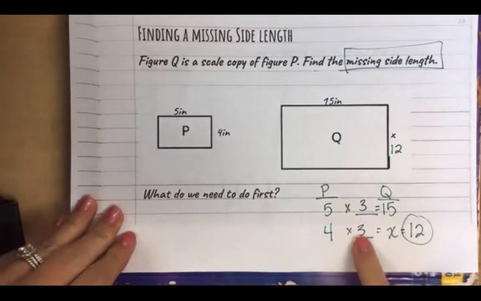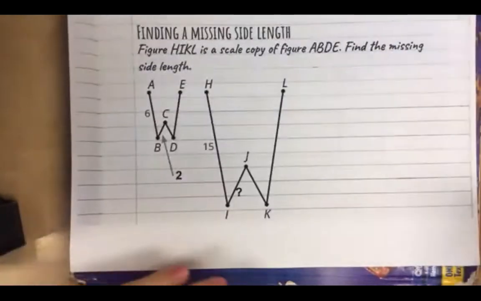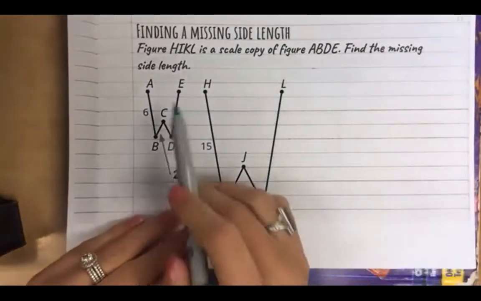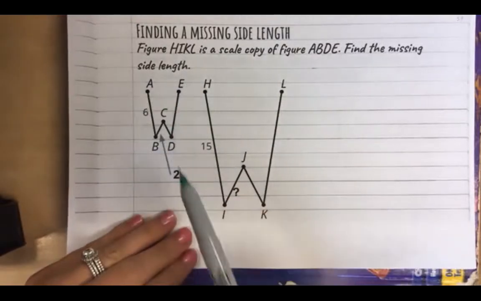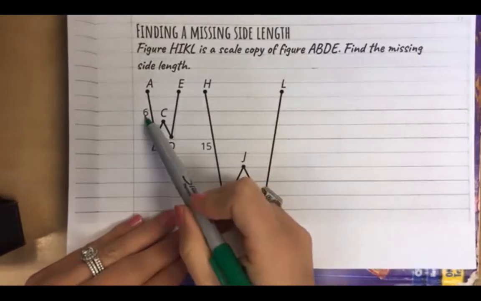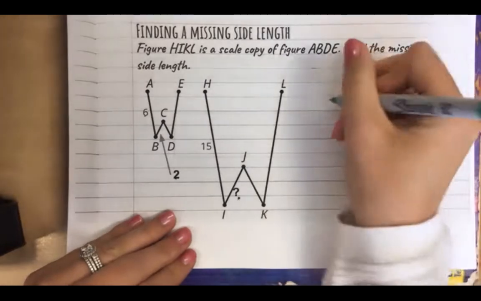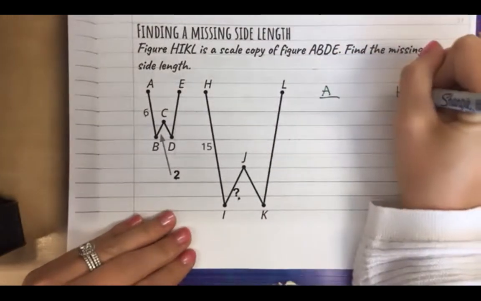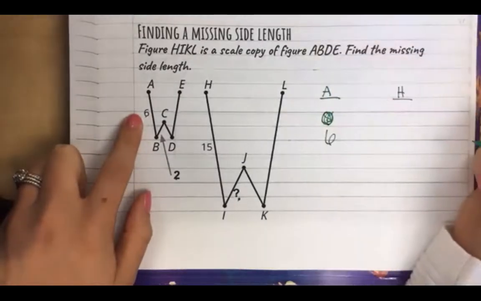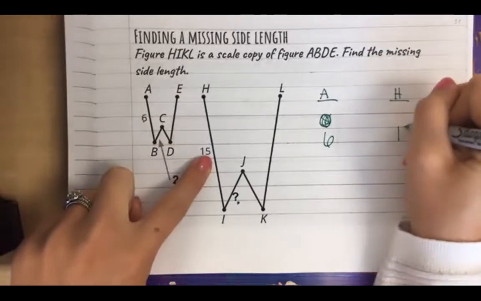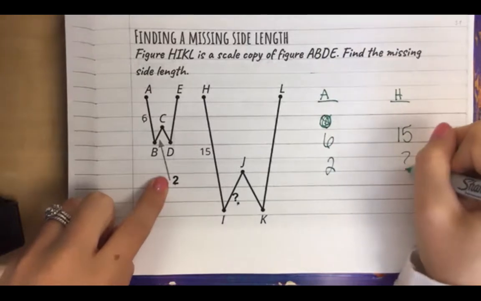We're going to find the scale factor first and then use that to find our X or whatever our missing part is. So this time we have figure HIJKL is a scale copy of ABCDE. Find the missing side. So I've got A sides, and then now this one is missing on the bigger one. So I'm just going to name it A and H. 6 here, 6 corresponds to 15. And this 2 here corresponds to question mark.